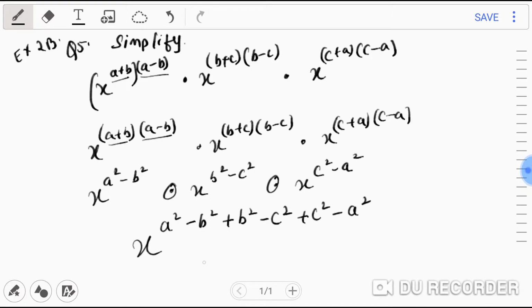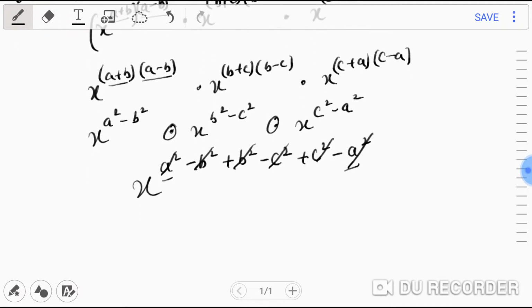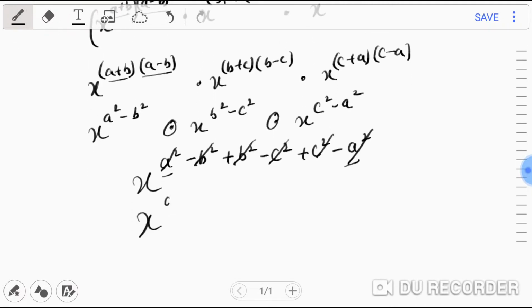Once you add the exponents, you will come to know that a square minus a square will get eliminated. Minus b square plus b square will get eliminated. C square minus c square will get eliminated. In this way, you will be remaining with x raised to 0. So that will be 1. Anything with the exponent 0 will have the answer 1.